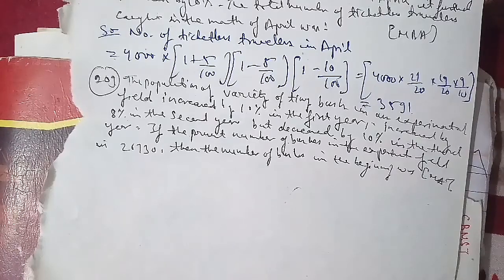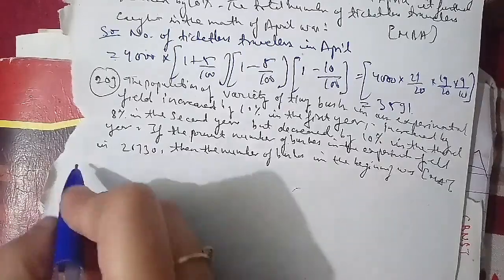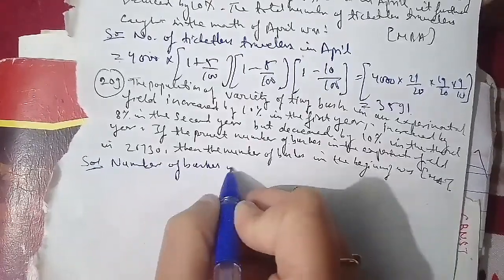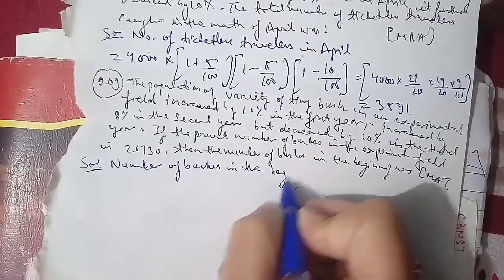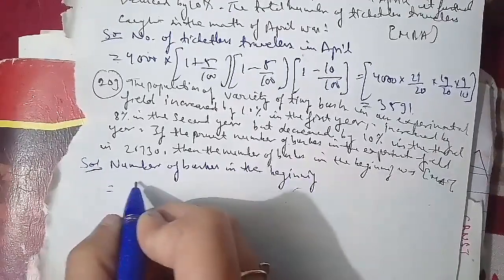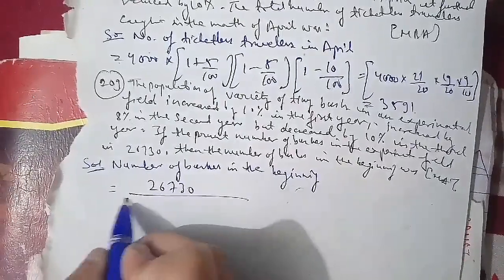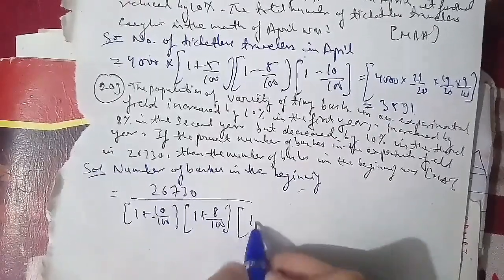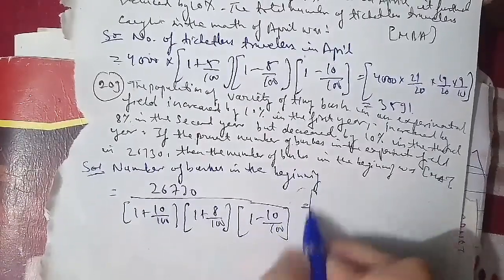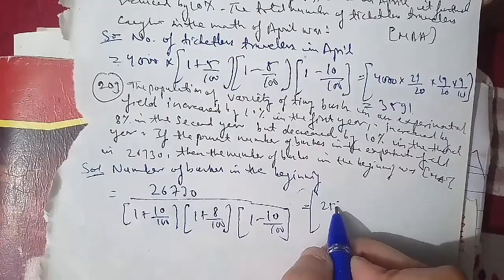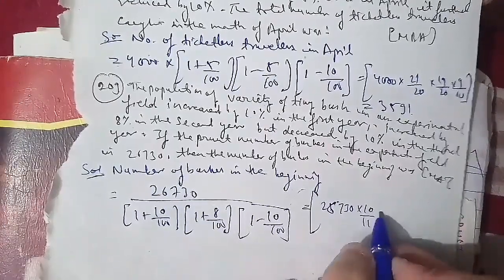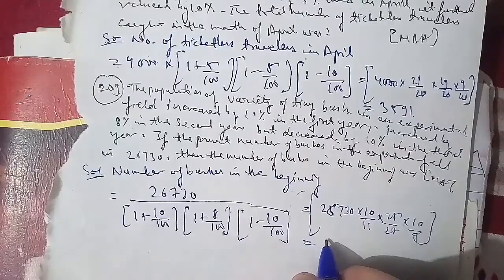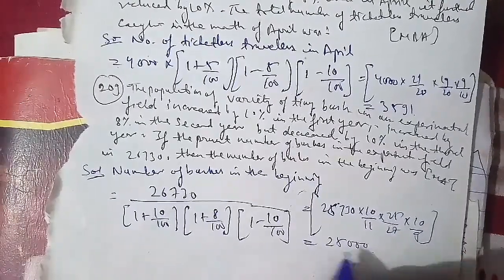So here we go ahead. Number of bushes in the beginning equals 26730 whole upon 1 plus 10 upon 100, 1 plus 8 upon 100, 1 minus 10 upon 100, which equals 26730 into 10 upon 11, 25 upon 27 into 10 upon 9, which equals 25000 that we have as an answer.